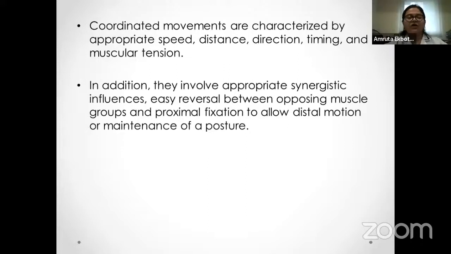maintenance of a posture. For example, if I'm doing an action of reaching, right? For me to be able to do an action of reaching, my proximal segment, that is your trunk, should be stable. If it is not stable, the distal component, that is your hand, will not act for reaching.